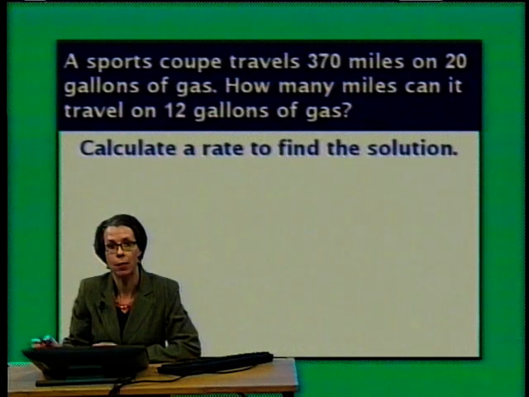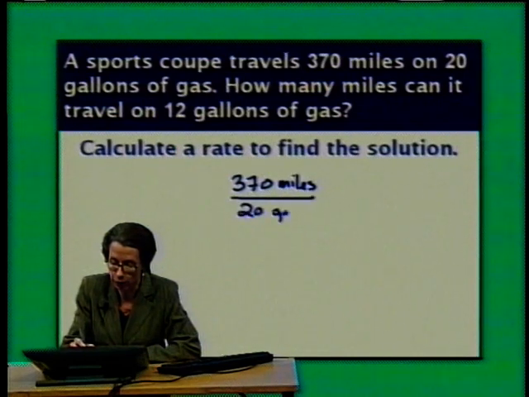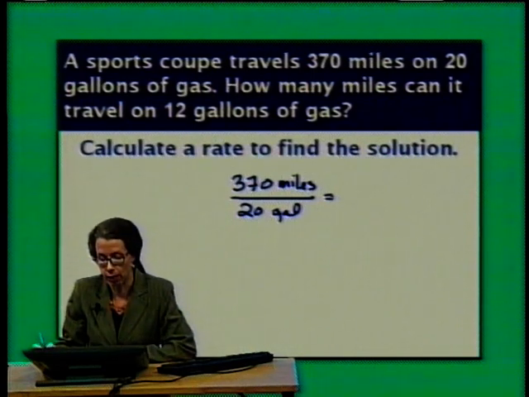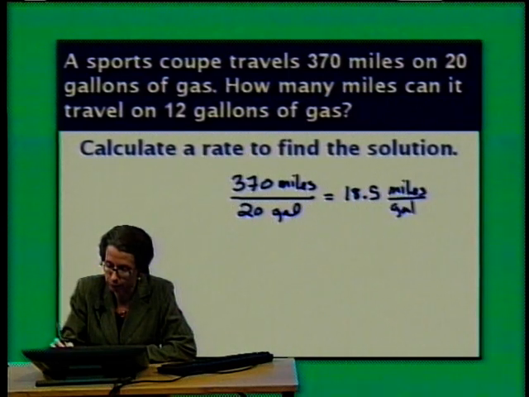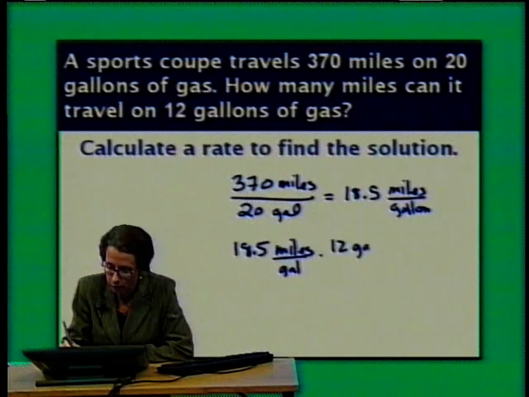To calculate the rate, I basically want to know the fuel consumption rate in miles per gallon. So I'm going to divide 370 miles by 20 gallons of gas. And that will give me miles per gallon. So let's see, 2 goes into 37, 18 and a half times. So this would be 18.5 miles per gallon. If I multiply 18.5 miles per gallon by the 12 gallons of gas we now have.